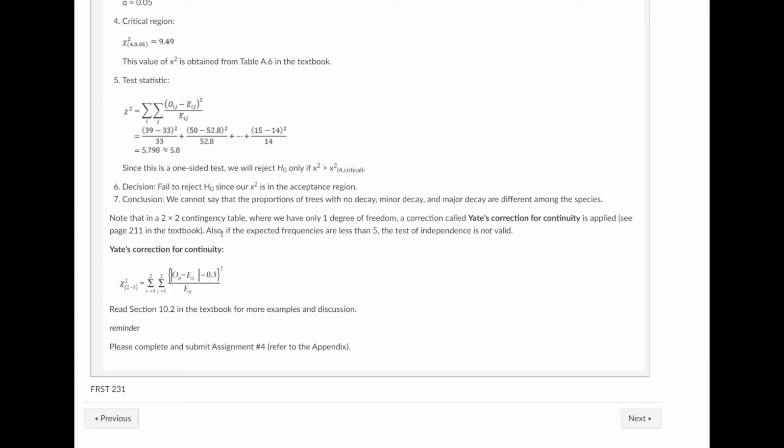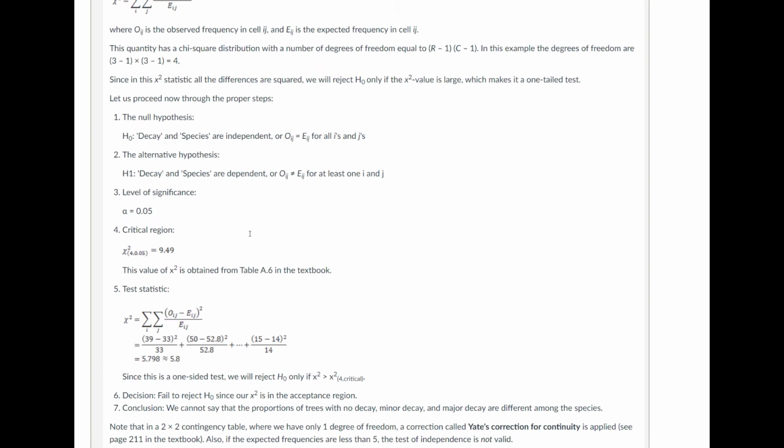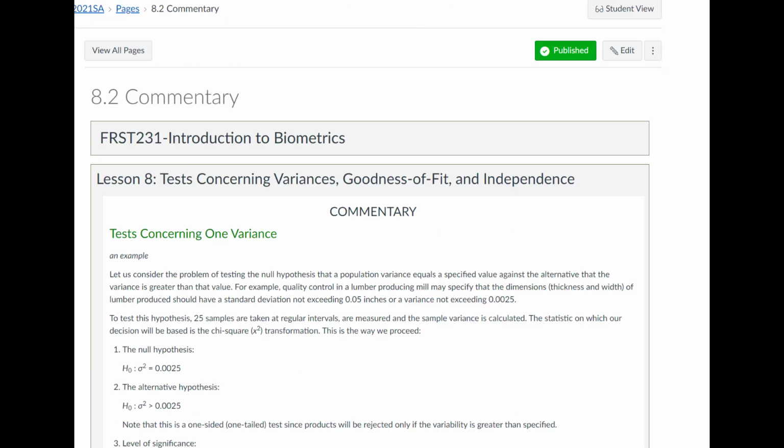Another thing you have to consider is that if any expected frequency is less than 5, then we cannot perform this test. That means this test will not be valid. In the textbook we have some examples. Also in the assignments I gave you a test to perform, and maybe in the exam you will see similar problem sets. So that's it about the test of independence. I already talked about goodness of fit. Previously you saw the test for variance, one single variance or multiple variances. Thank you.